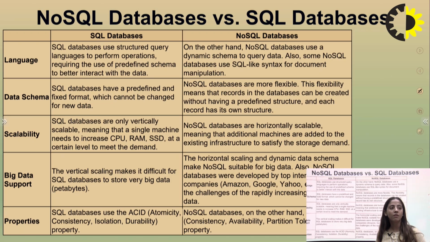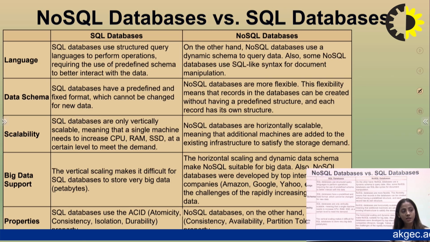SQL databases have a predefined and fixed format which cannot be changed for new data. NoSQL databases are more flexible. This flexibility means that records in the databases can be created without having a predefined structure, and each record has its own structure. SQL databases are only vertically scalable, meaning that a single machine needs to increase CPU, RAM, SSD at a certain level to meet the demand.